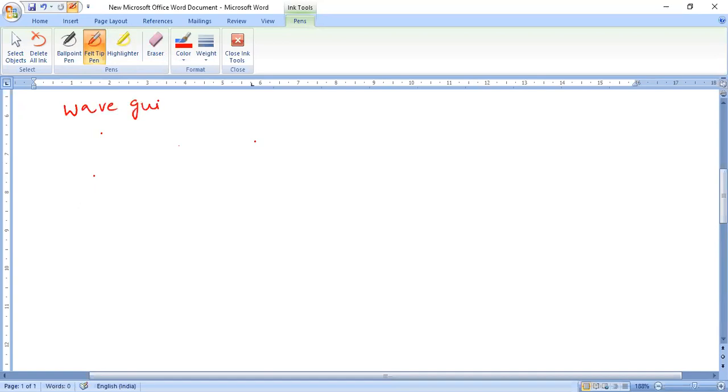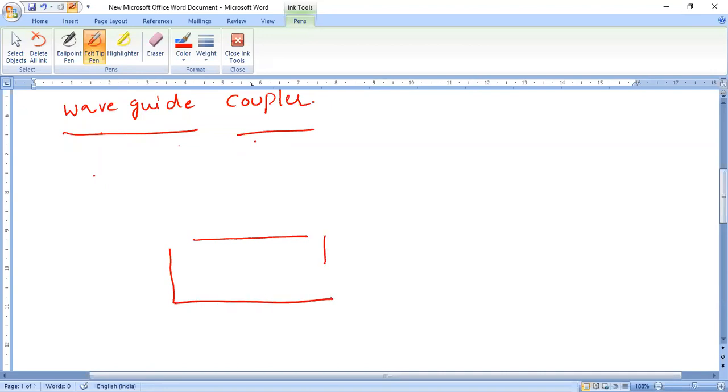Waveguide coupler. What is this waveguide coupler? So you take a waveguide. I am taking a waveguide. This is the waveguide I am considering.